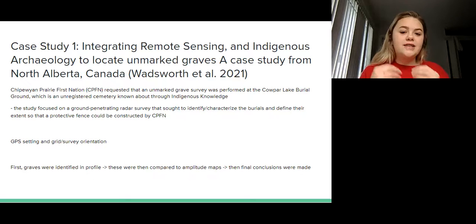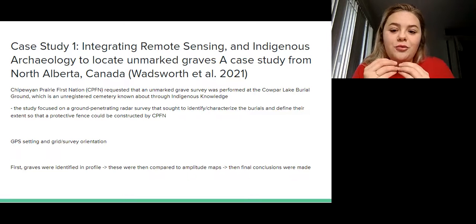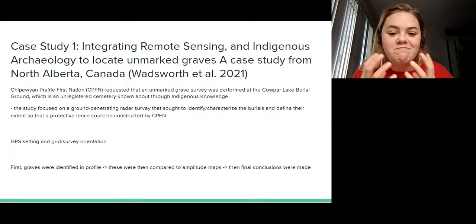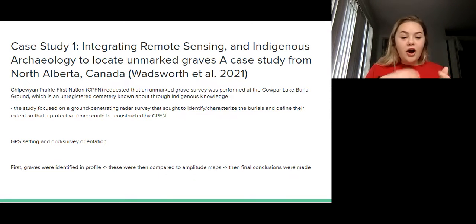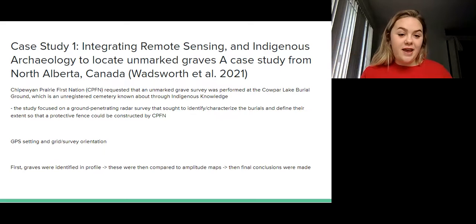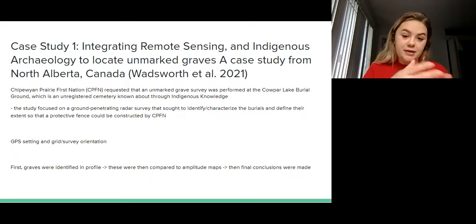So GPR settings and grid orientation were a big part of this study. It was really important that it was done in detail. The information that they based this research on, they actually got from the community members. So that was all traditional knowledge. From there, they decided to make rectilinear grids, with survey transects placed in order to bisect the expected graves perpendicularly.